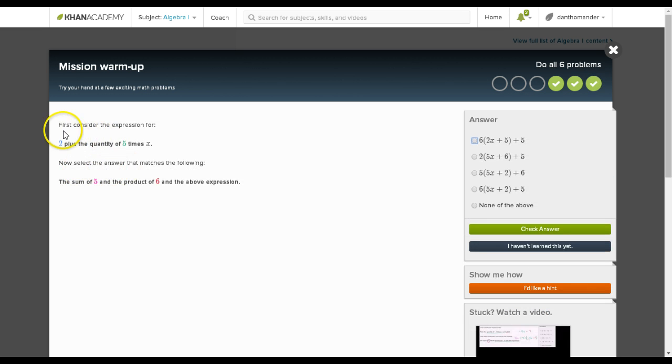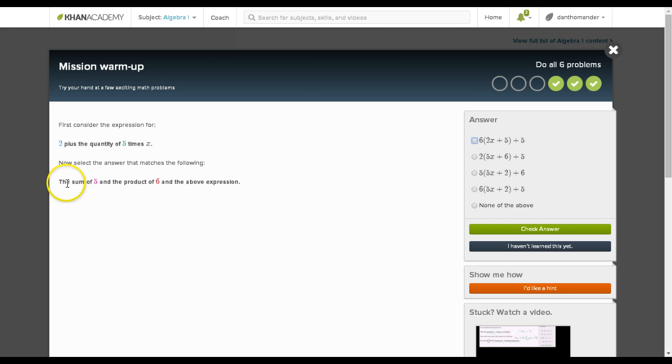All right, now it says, first consider the expression for 2 plus the quantity of 5 times x. All right, so 2 is going to be added to a quantity, and the quantity is given as 5 times x. The quantity of 5 times x. So we need 5 times x is what 2 is being added to. So 5 times x is being added to 2. That looks like either of these two right here. 5 times x is being added to 2, right? Because 5 times x plus 6, no. It's being added to 2, right?